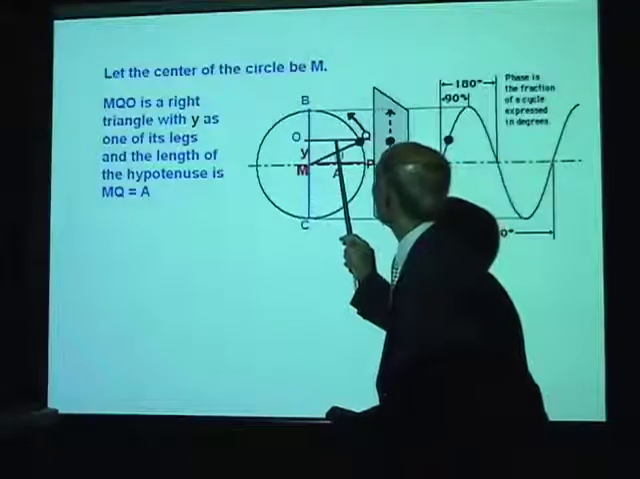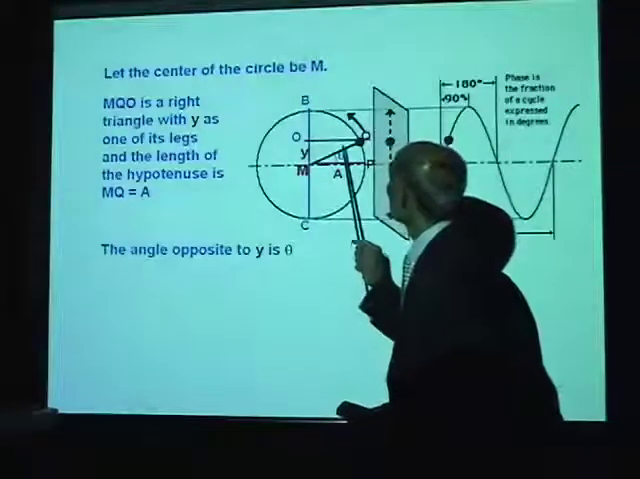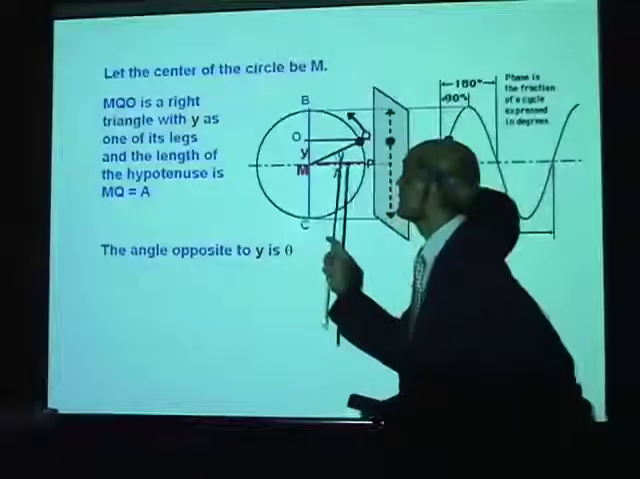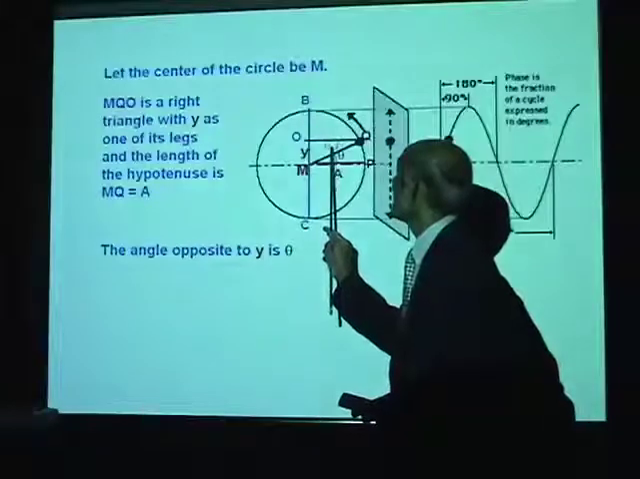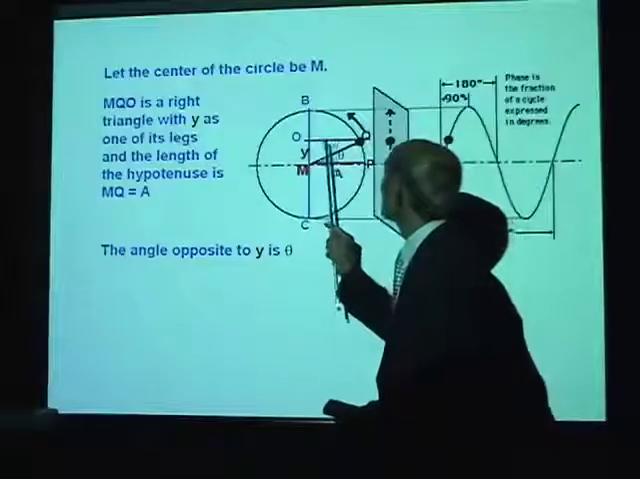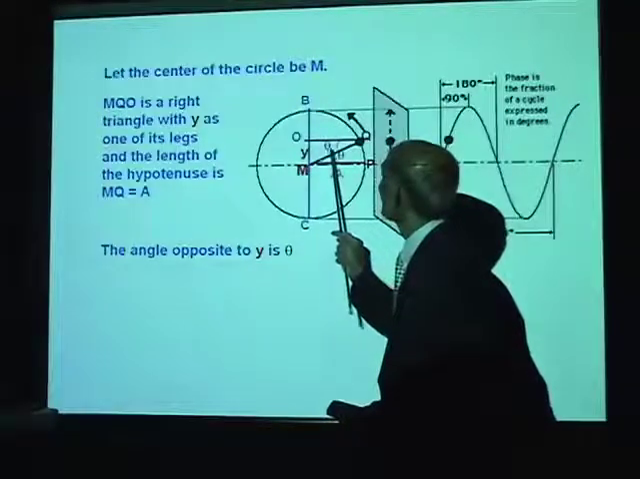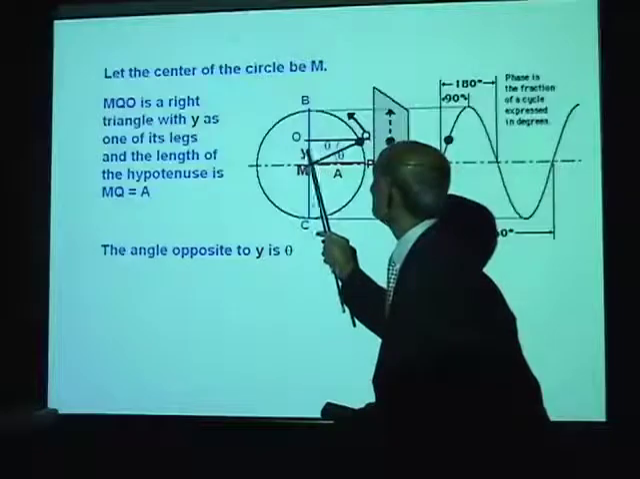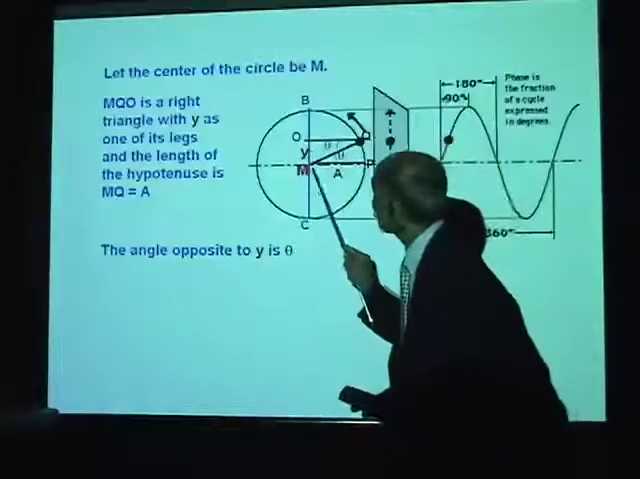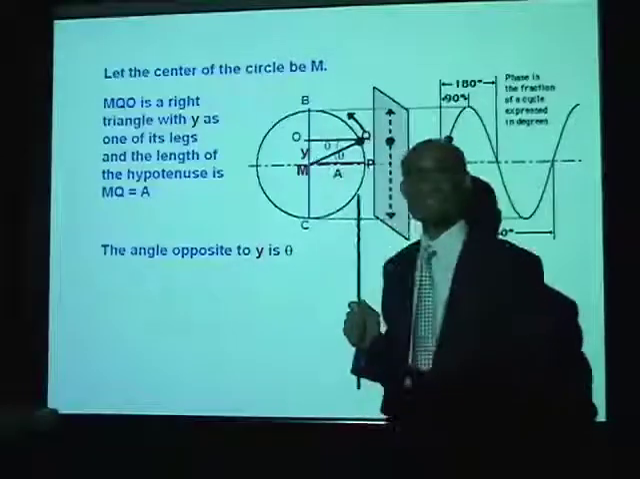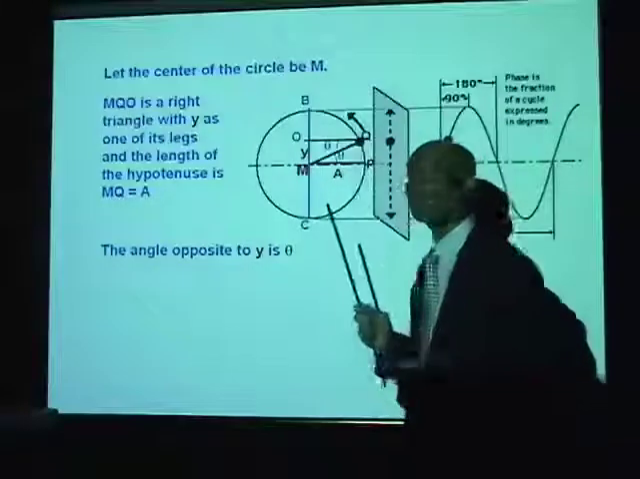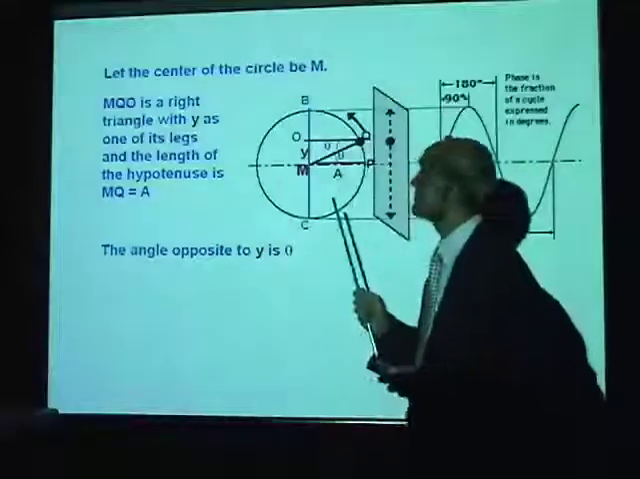Anybody tell me what is that angle? This angle is the same as theta. Can you figure out why? They are alternate angles. So that angle is theta. So we have a right triangle MQO where this angle is theta. The side opposite to that angle is y, the displacement. Tell me, what does the side MQ represent? MQ is the radius of the circle, which is A.